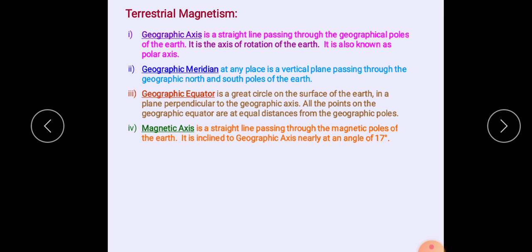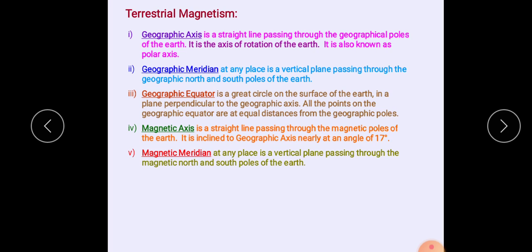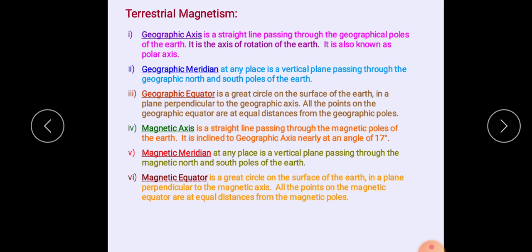Now the magnetic axis is a straight line passing through the magnetic poles of the Earth. It is inclined to the geographic axis nearly at an angle of 17 degrees. The magnetic meridian, at any place, is a vertical plane passing through the magnetic north and south pole of the Earth. Magnetic equator, in a similar way, is a great circle on the surface of the Earth in a plane perpendicular to the magnetic axis, and all the points on the magnetic equator are at equal distance from the magnetic poles.